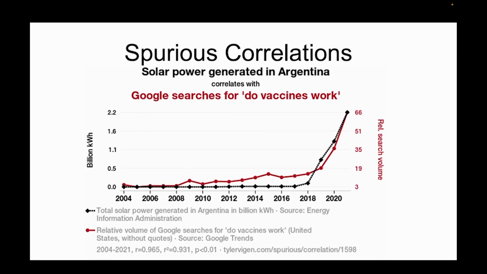This is from Spurious Correlations, a website devoted to reporting kooky correlations. This one here shows solar power generated in Argentina and Google searches for "do vaccines work?" You can see a big jump in both measures in 2020. It's unlikely that the directionality problem is involved, since there's no evidence that searching Google for vaccine info affects solar power infrastructure in Argentina or vice versa. It's possible there's a third variable involved here, but it's also likely that if you measure enough variables, just by chance you'll find meaningless correlations. These can be quite strong. Notice the correlation coefficient.